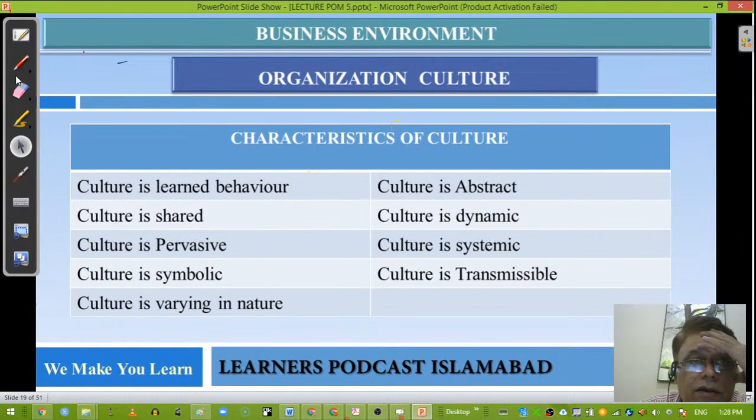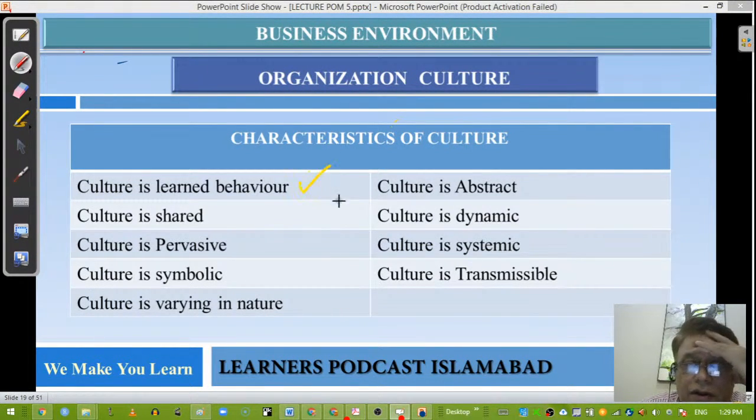Culture is a learned behavior. What does it mean? It can be learned, individual to individual. Just to make you understand, you can take the example of your class. When you first entered the class, joined in the first semester, you were all new to each other. Then it took some time for you to get familiar with each other.